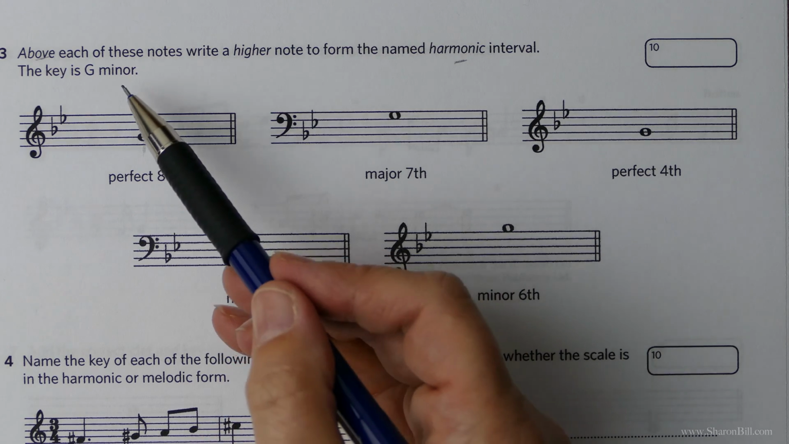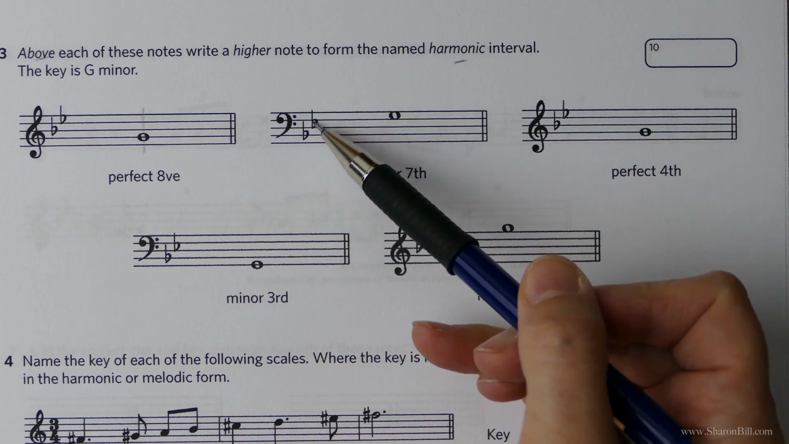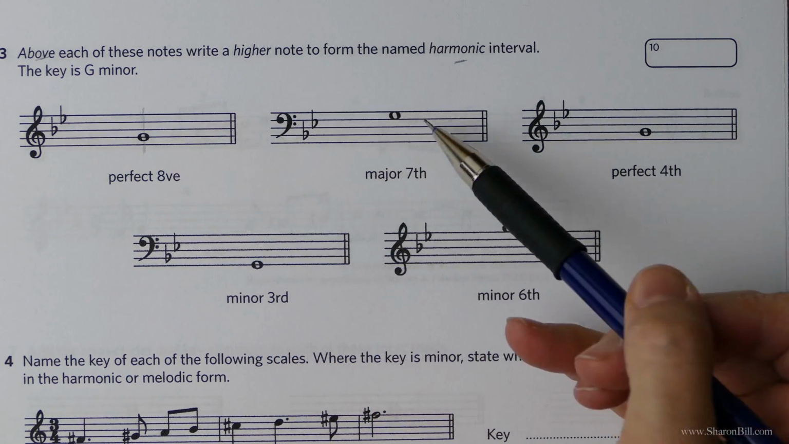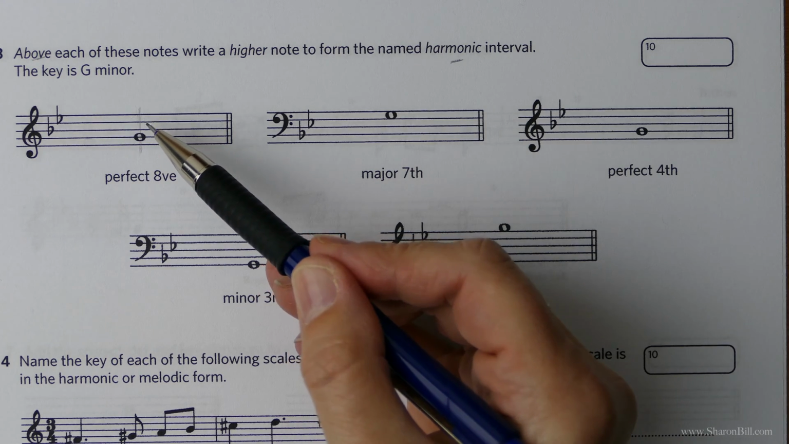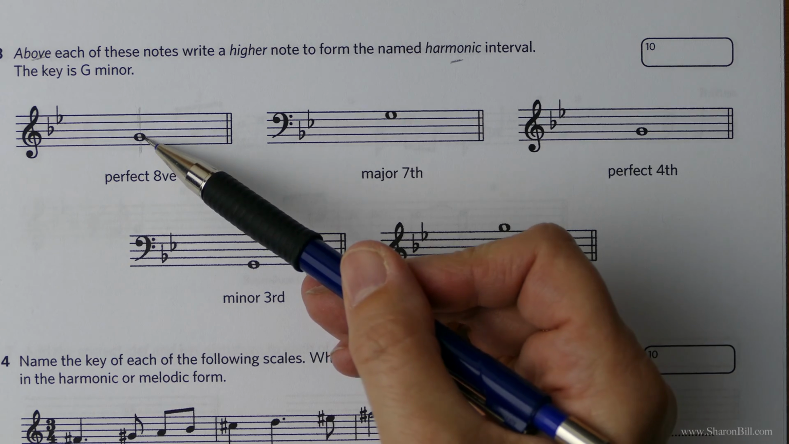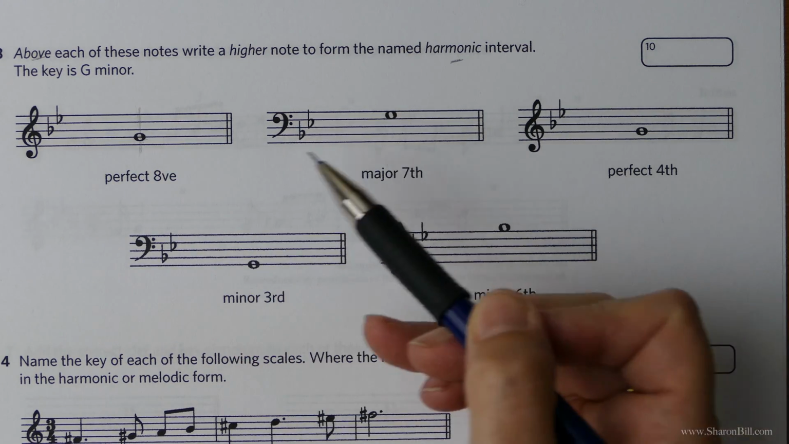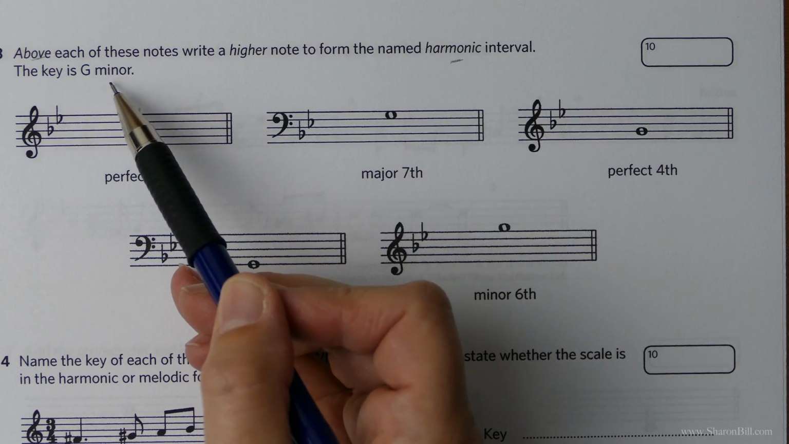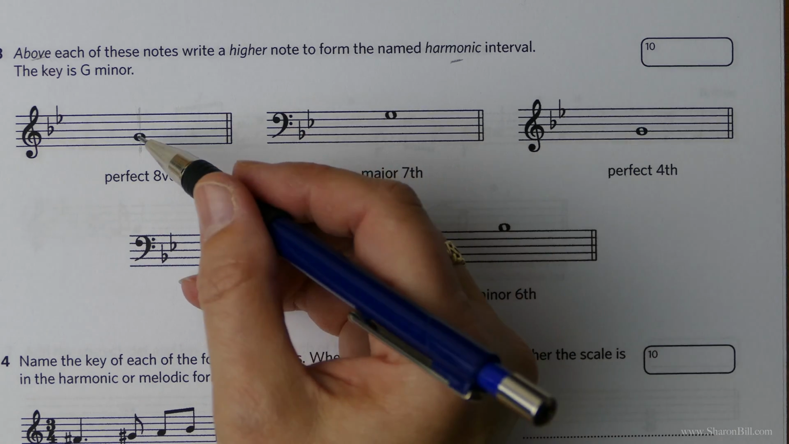So we're told that the key is G minor, and so whilst we need to be bearing in mind what that key signature may do to the notes that we've been given, or to some of the notes that we may be adding in, we need to just keep counting from this first note to create these intervals. So even though the key is G minor, it's still possible to have major intervals. So let's look at this.